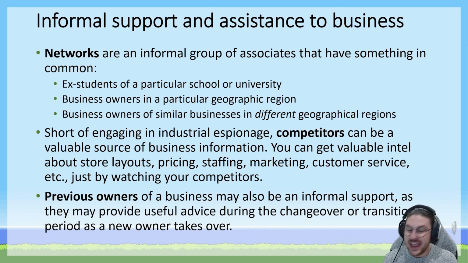Certainly, in certain areas, certain regions, certain streets, or certain business blocks, the business owners might come together to offer each other advice and support, and that would be an informal network. Similarly, business owners of similar types of businesses, but in different geographical regions, might trade information and advice, or perhaps ex-students of a particular school or university keep in touch and offer each other opportunities, establish business contracts, make introductions with suppliers or advisors through this informal network or relationship.